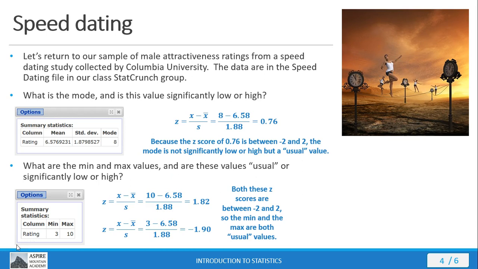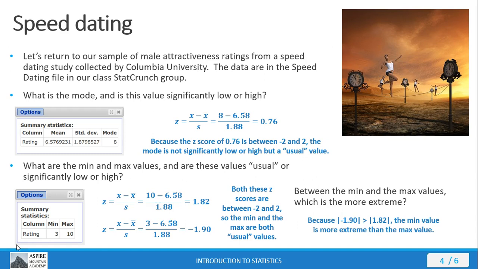They're both usual values. So we see that each of these Z-scores is a usual value, but between the two of them, which is the more extreme? Again, I'll give you a moment. Well, the more extreme value is the one that is farthest away from the mean. We can easily determine that by taking the absolute value of each Z-score and then selecting the one with the higher value. In this case, that's the min, because its Z-score of -1.9 is farther away from the mean than 1.82, which is the Z-score for the max value.